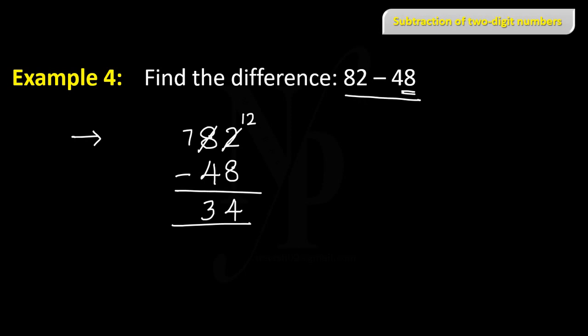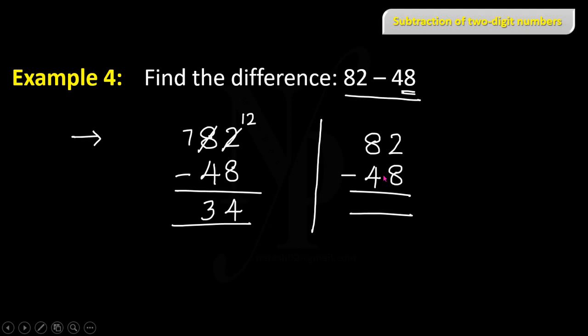So we have a shortcut method to find the difference in such cases. I will show it now. When we find the difference between 82 and 48, what we can do is transform these numbers. Here 48 has to be subtracted from 82.